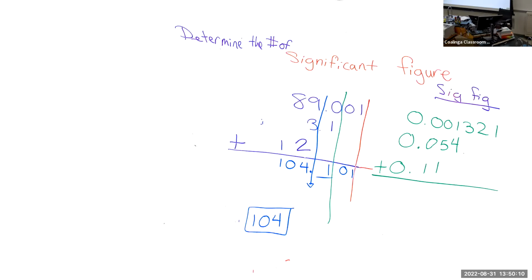Okay, that first number, where is the last digit of significance? Okay, the next number, where's the last digit of significance? 4. Okay, and the last number, where is the last digit of significance? The 1. Okay, so let's go ahead and add it up.